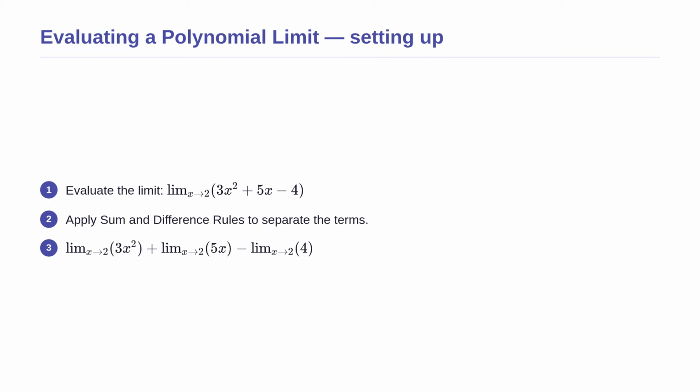Before we move on to more rules, let us see these first 3 rules in action with a concrete example. We are given a problem where we want to evaluate the limit of the polynomial function 3x squared plus 5x minus 4 as the input x approaches the number 2. Looking at the entire expression at once might seem like a lot of mental math, but our strategy is to use the sum and difference rules to split this single large limit into 3 smaller separate limits. We distribute the limit operation to each of these terms individually, which makes the problem much less intimidating.